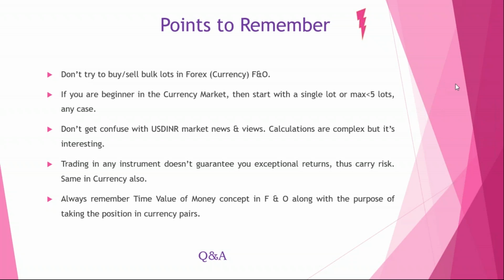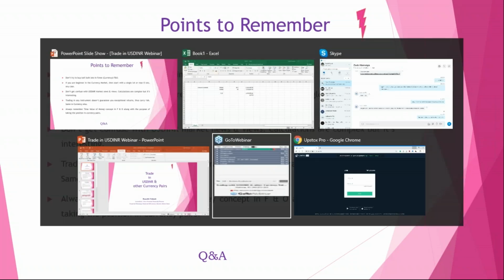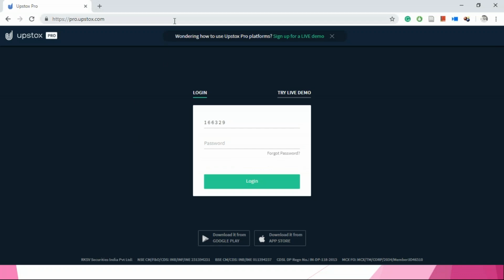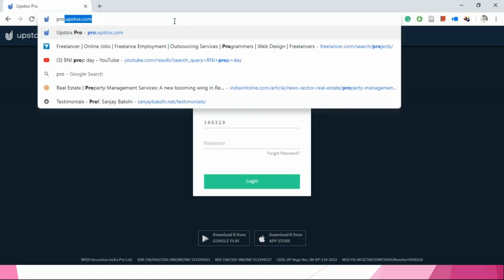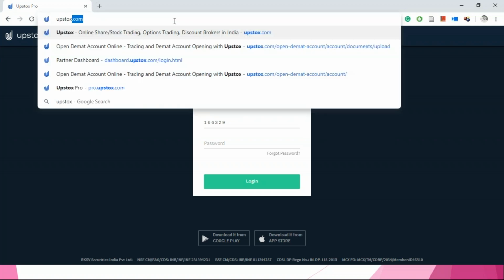Okay, I've received one question. What about the brokerage and STT, Dhiren Shah? Okay, Dhiren, I'll show you a real example of what the brokerage actually is. So it's per lot size. It depends on broker to broker also, but I'll show you how the broker charges.